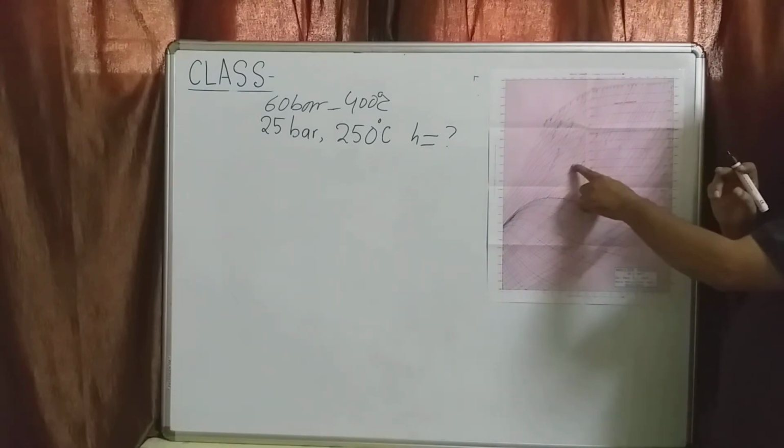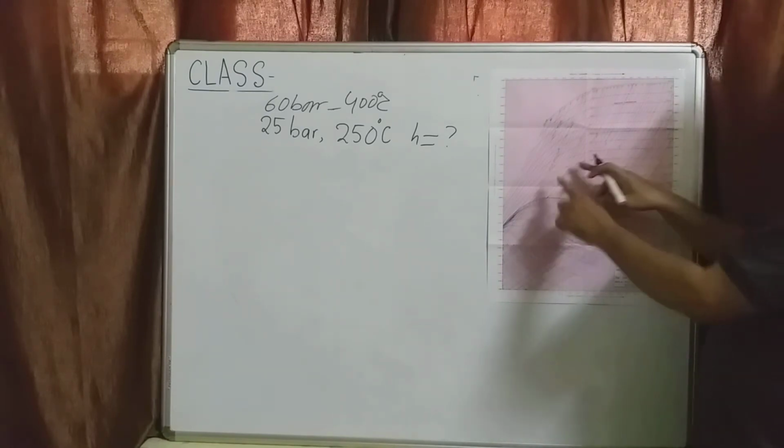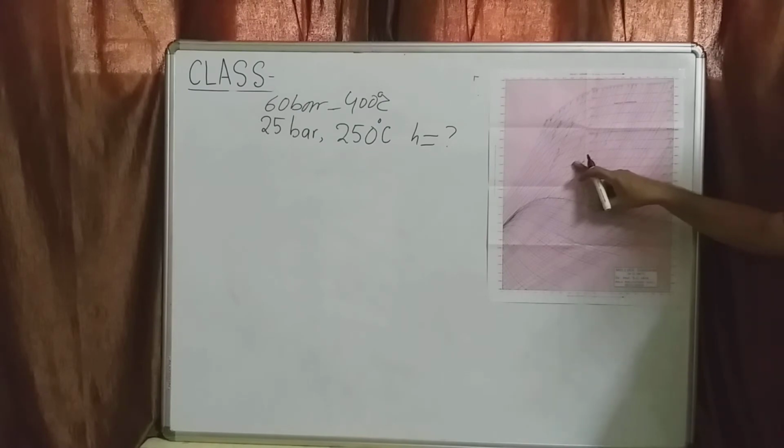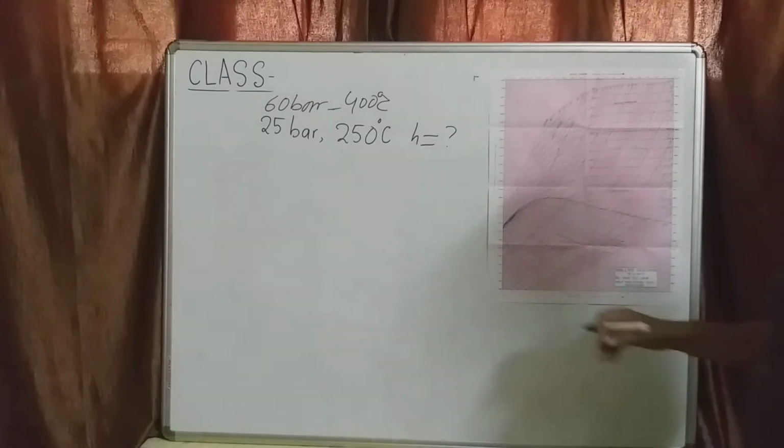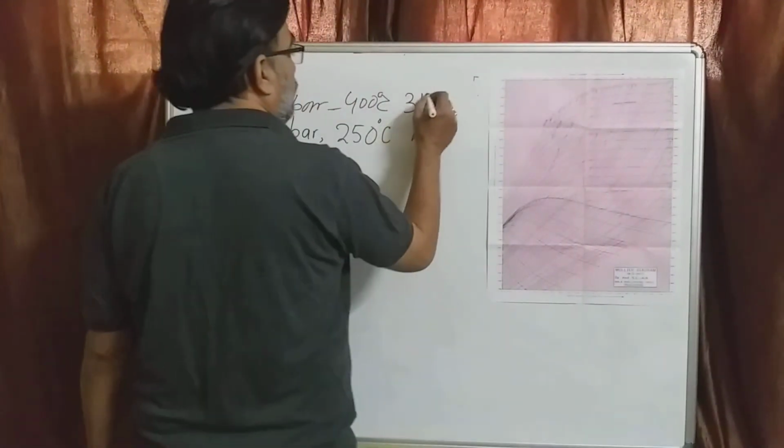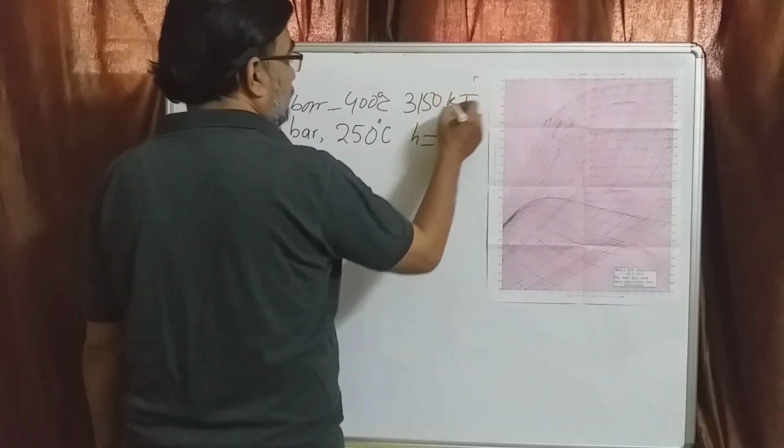So this is our target point. This point is the state at which the steam is existing now. So the corresponding h value is say 3150. So h is 3150 kilojoules per kg.